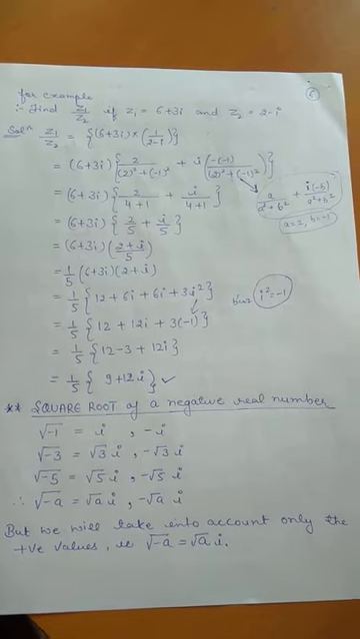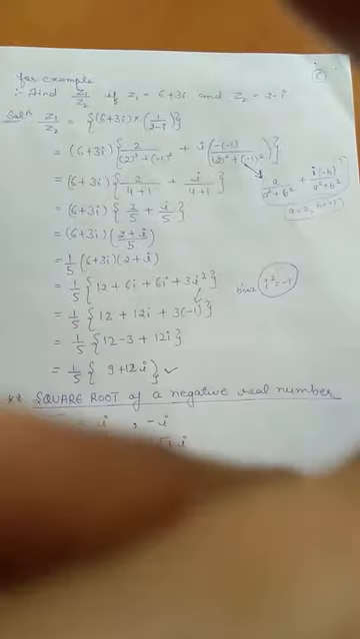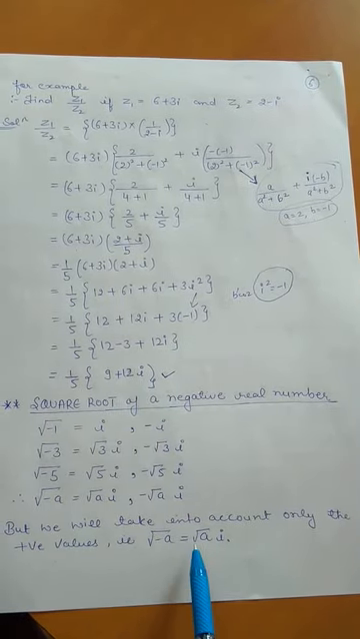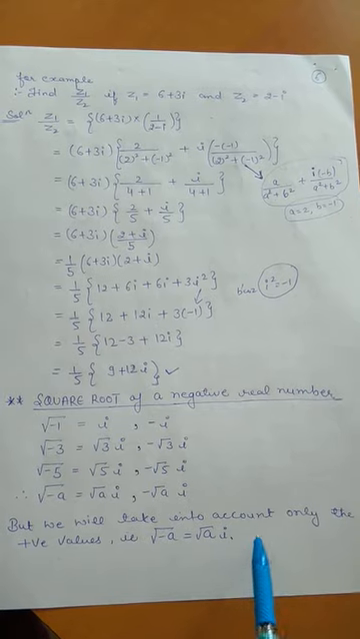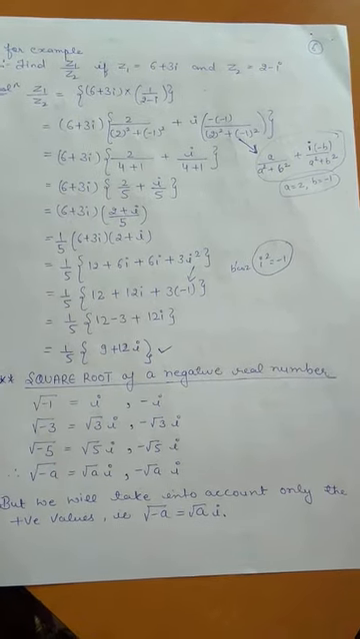In this case, you have got that all these have two values, but when we are solving a question, generally we will focus on the positive value, that is, under root of minus a will be under root of a iota. Hope you understood today's concept.